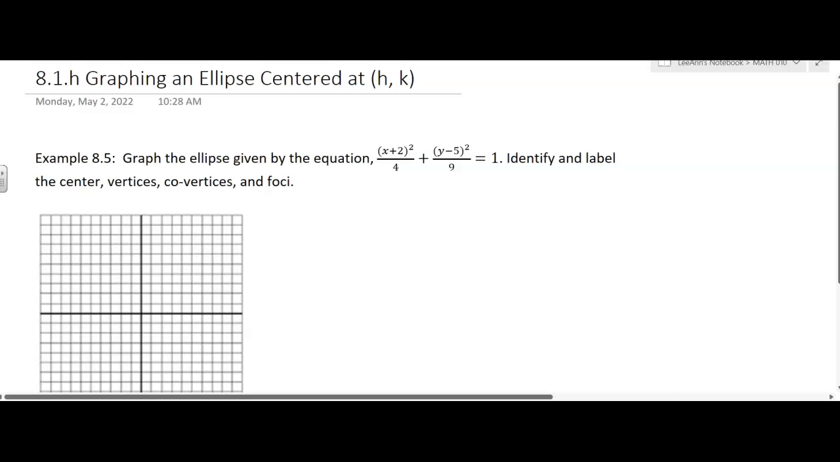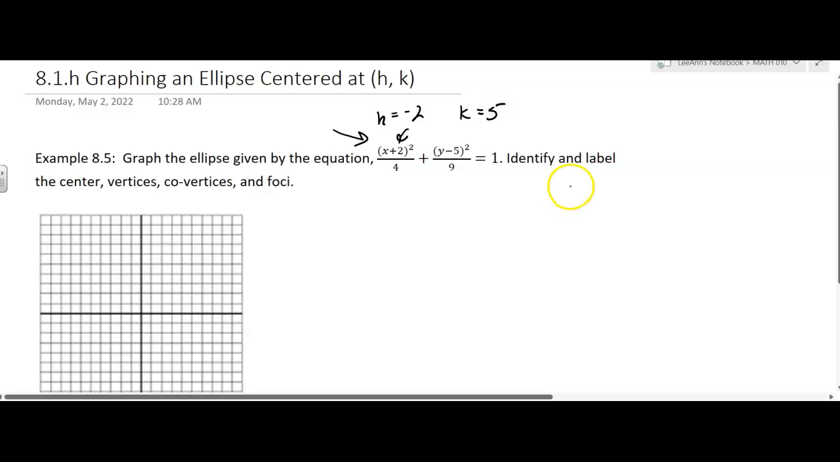Okay, so now we're going to graph one that's not centered at the origin. They give it to us in standard form. That's nice. We need to know what h is, and we need to know what k is. So h is -2. It's going to be the opposite of that number because it's x minus h, and k is going to be 5.